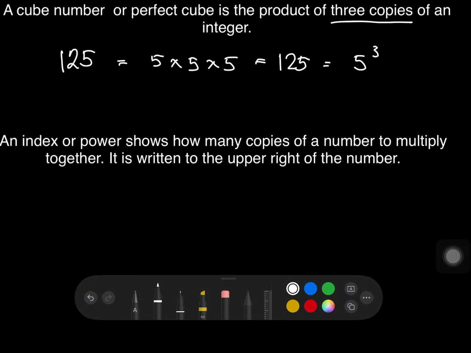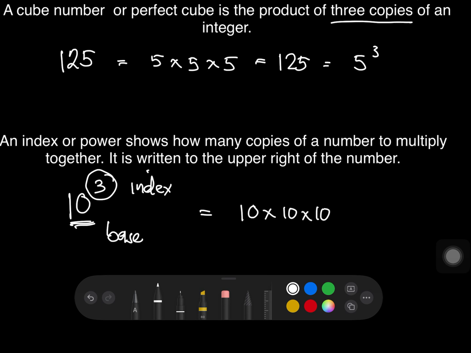So an index or power shows how many copies of a number to multiply together. It is written to the upper right of the number. For example, if you have 10 cubed, this is what we call the base, and this is called the index. So the index is 3, and it tells you to multiply 3 tens. That means it's equal to 10 times 10 times 10, or to cube 10, which is equal to 1000.